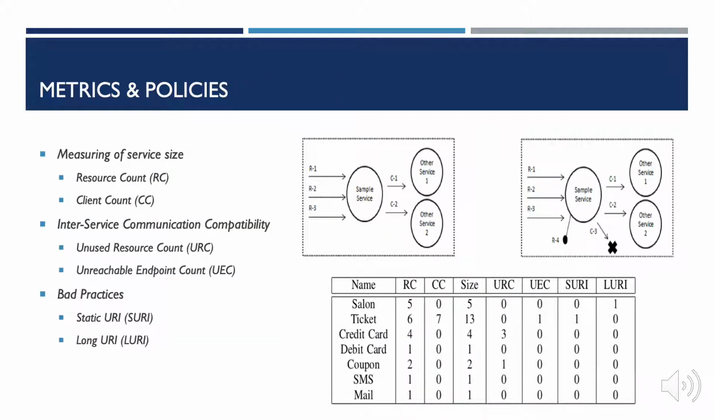In our study, there are 3 measures to test software quality in order to create a suitable microservice architecture. The measurables include service size, service to service communication or compatibility, and bad practices. Talking about measuring service size: the size of a microservice is the sum of resource count and client count. Resource count is the number of services which can be identified using URLs. Client count can be defined as the number of connections for the purpose of sending requests.